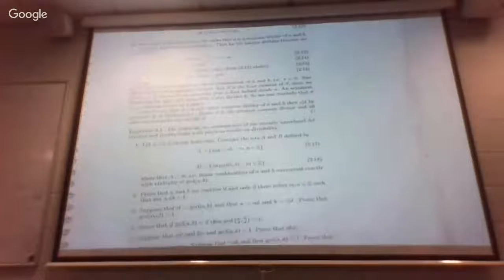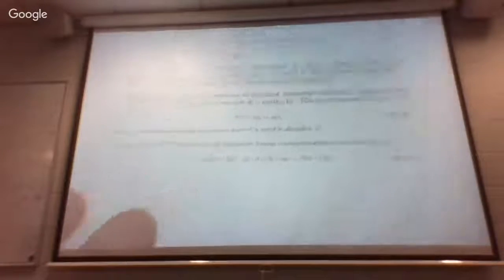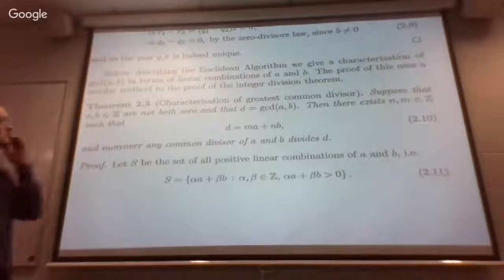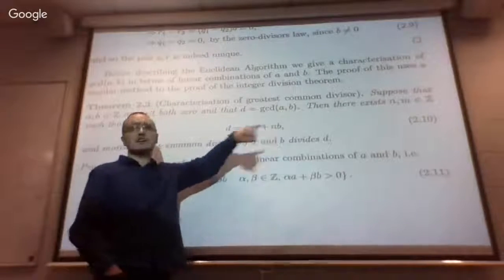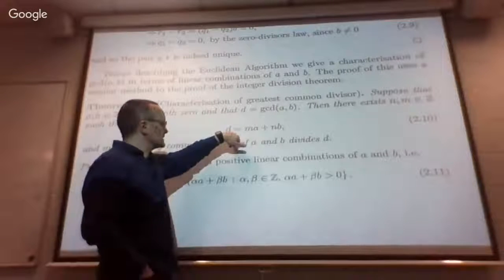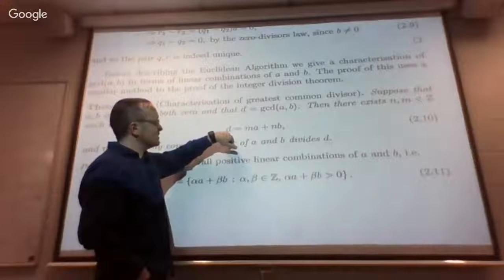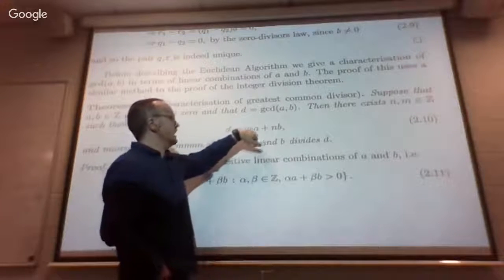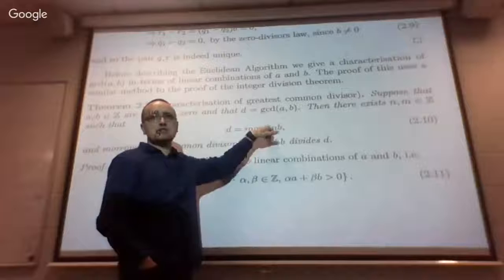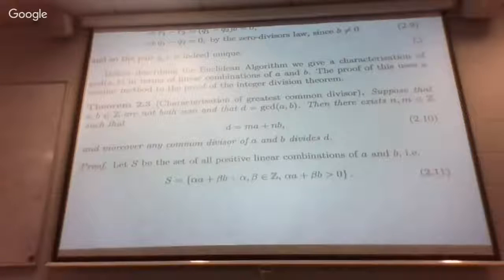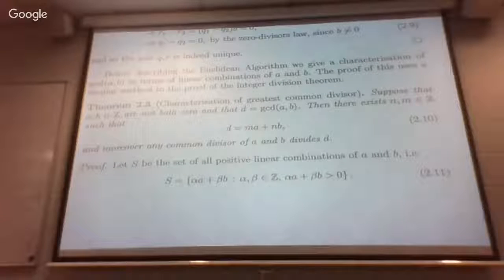We also met this very important aspect of the greatest common divisor, which isn't by any means obvious, I don't think. The greatest common divisor D between two integers can be characterized like this: it's the smallest positive integer that can be written as an integer linear combination of the two numbers A and B. That's a very useful fact to have about the greatest common divisor.